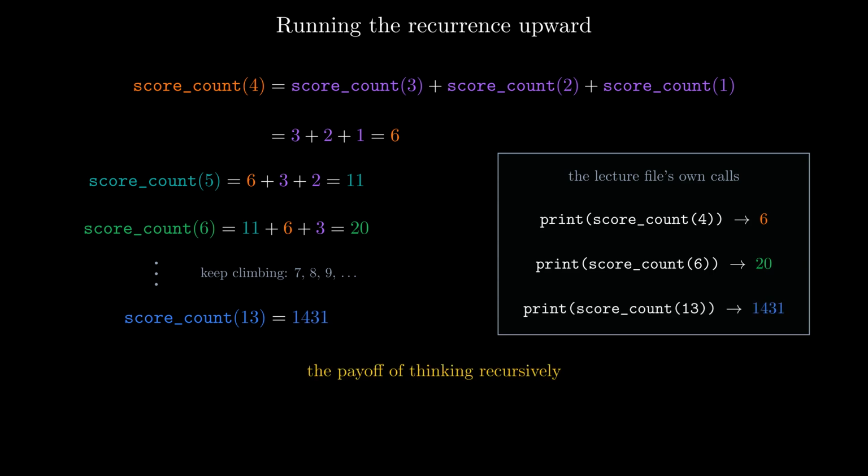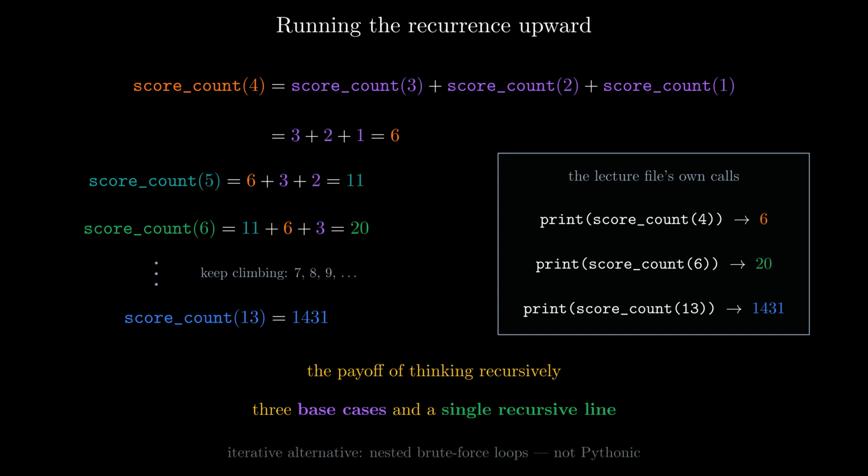That is the payoff of thinking recursively. 3 base cases and a single recursive line. Written iteratively, this will be a mess, a pile of nested loops, brute forcing every combination, and not remotely Pythonic.